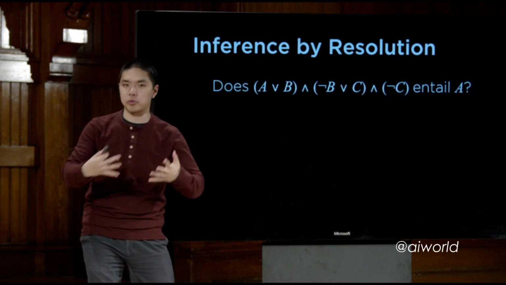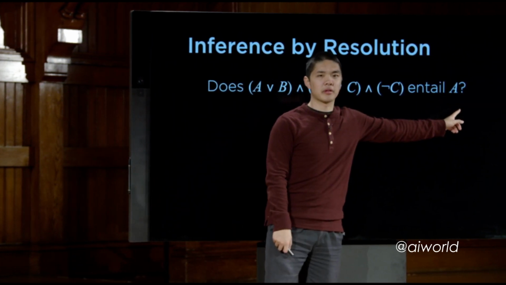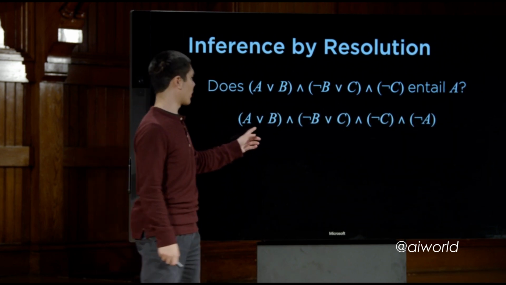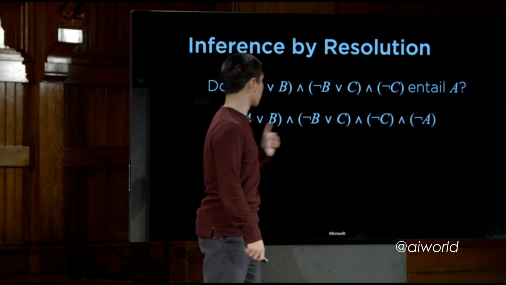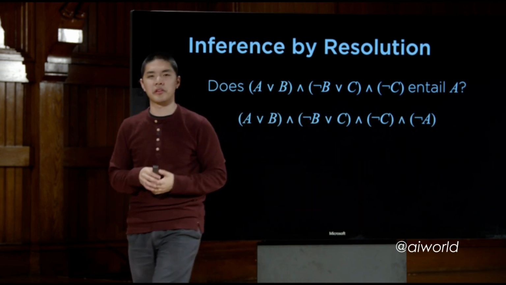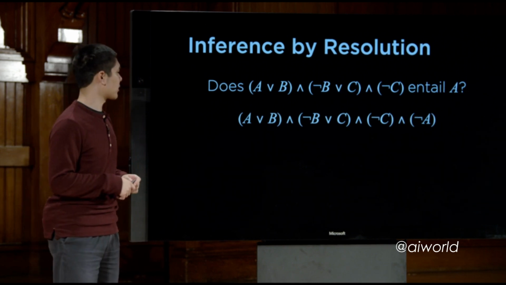Well, first, we want to prove by contradiction. So we want to first assume that A is false and see if that leads to some sort of contradiction. So here's what we're going to start with: A or B, and not B or C, and not C. This is our knowledge base. And we're going to assume not A. We're going to assume that the thing we're trying to prove is, in fact, false.